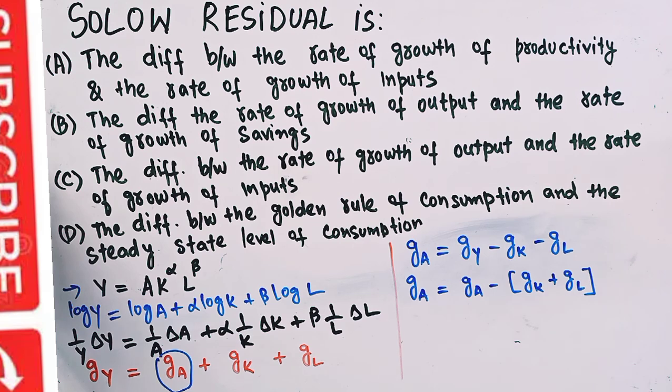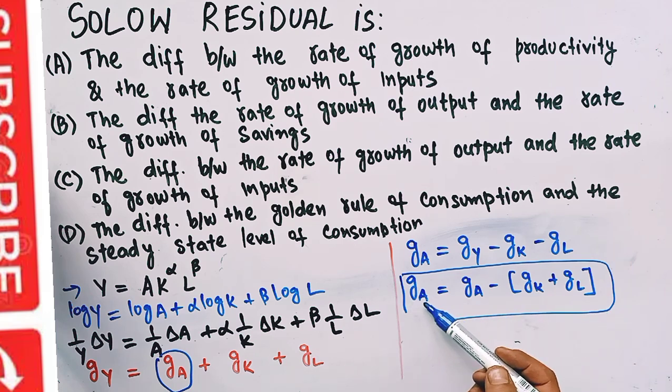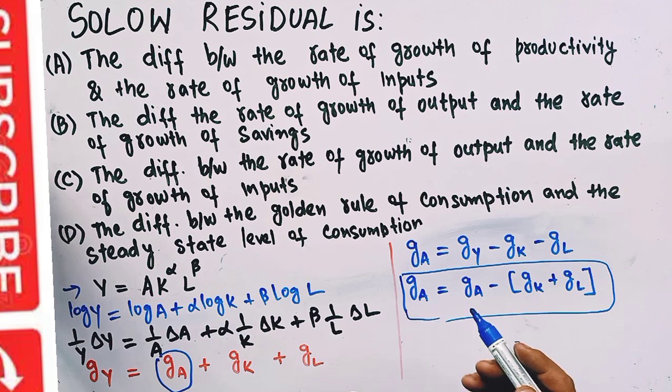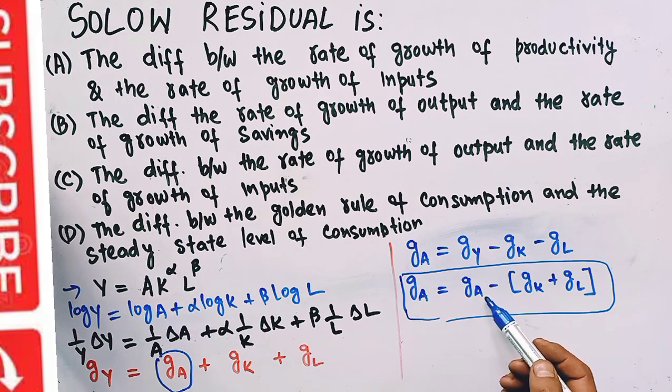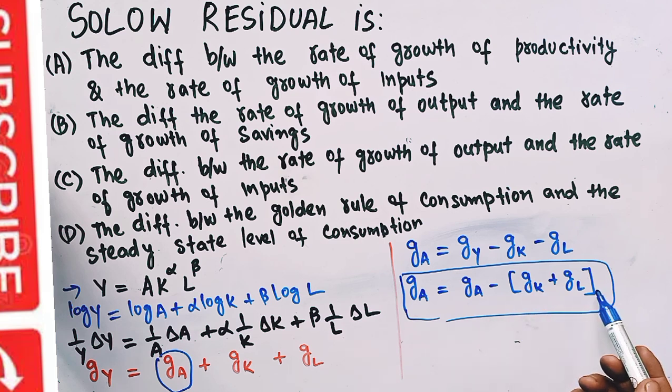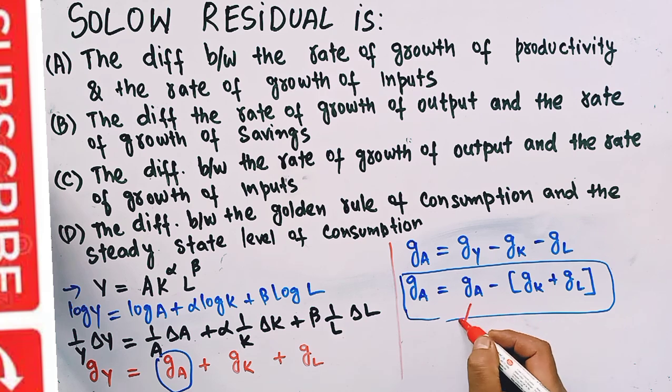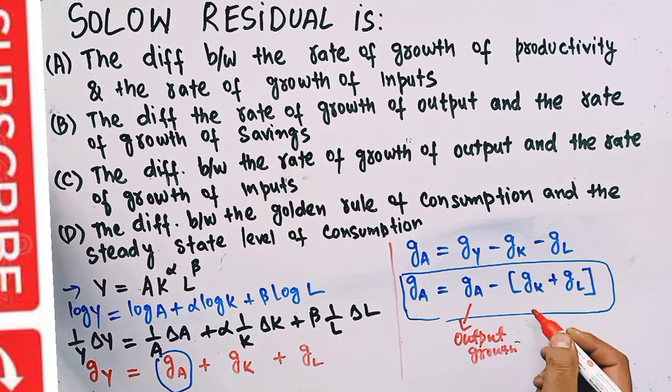What exactly does this equation tell us? It simply shows us this Solow residual. Here g subscript A shows us Solow residual. It simply shows us the percentage change in output minus the percentage change in input, okay? g of A shows us the growth rate of output, so this shows us output growth rate, and this shows us the input growth rate.